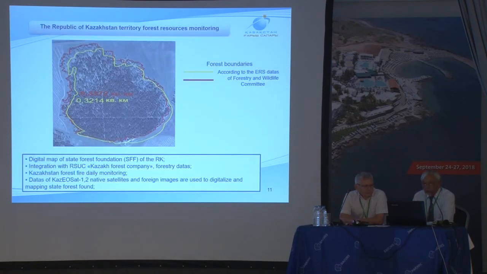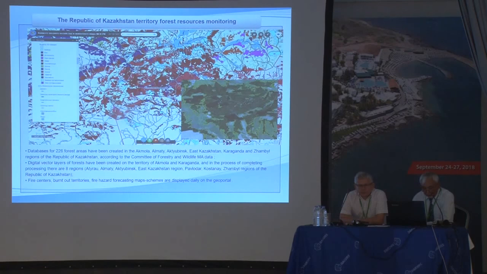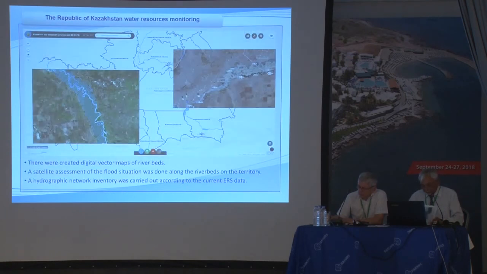This is the slide. On the subsequent slide, you can see the monitoring. These are the databases created for 226 forestries in Akmolinsk, Aktyubinsk, and eastern Kazakhstan and Jambul regions. And we have prepared digital vectorized forests for a couple of other regions. Daily on our portal you can see the epicenters of fires and the risk map as well for forest fires.